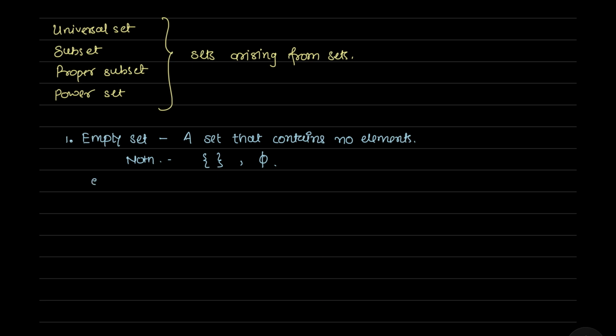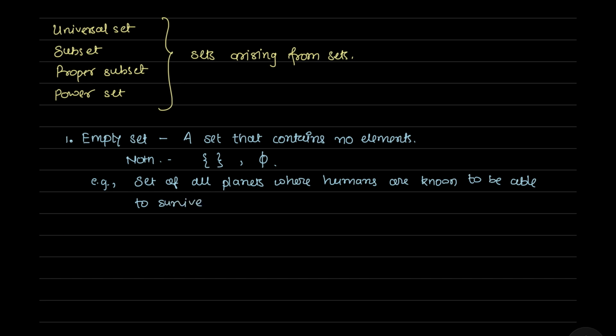If you can see some example, I can say set of all planets where humans are known to be able to survive in Milky Way galaxy. So currently we do not know any planet where humans can survive. So this set will be nothing but just an empty set or phi. This notation is called phi.